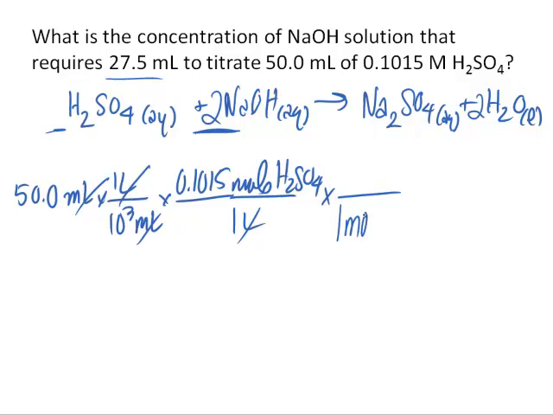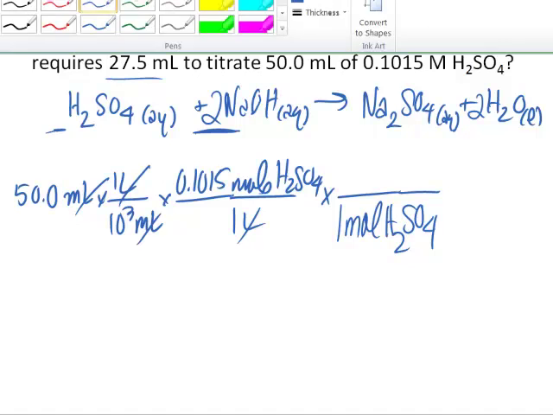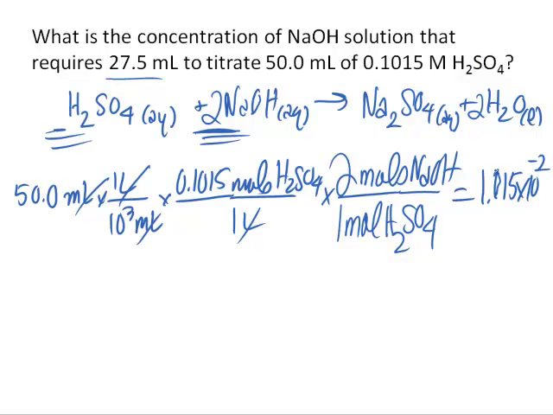I know that for every 1 mole of sulfuric acid, I'm going to neutralize 2 moles of sodium hydroxide. And I got that from my balanced chemical equation. Okay, throw that in my calculator, and I'm going to get an answer of 1.0150 times 10 to the negative second moles of sodium hydroxide.